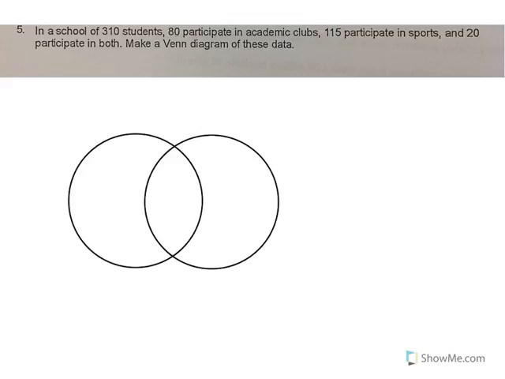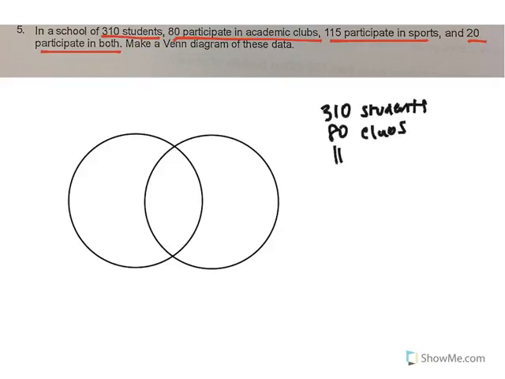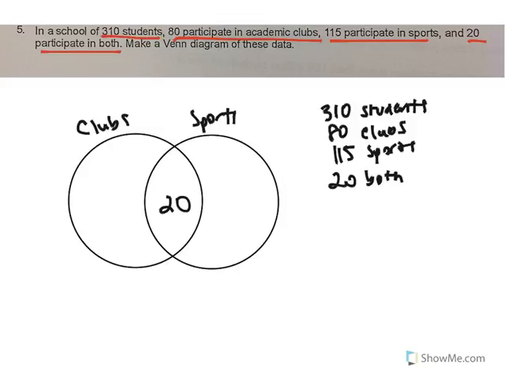Last but not least, we have a school of 310 students, 80 participate in academic clubs, 115 participate in sports, and 20 are in both. Okay, so let's make a little list over here. We have 310 students. We have 80 in clubs. We have 115 in sports. And 20 in both. So let's do clubs on this side, sports on the other.